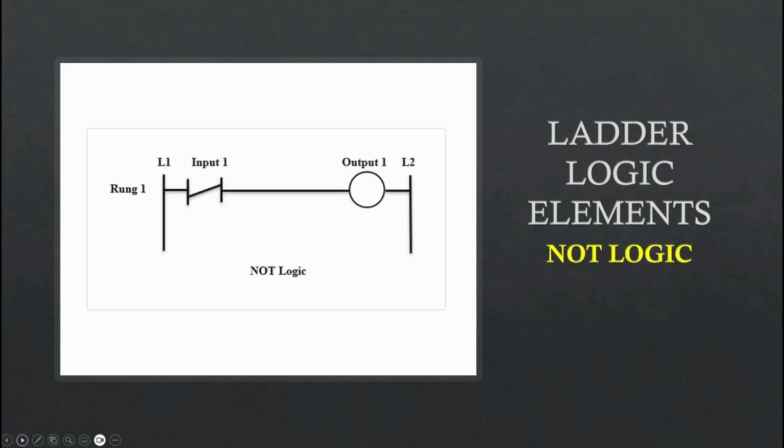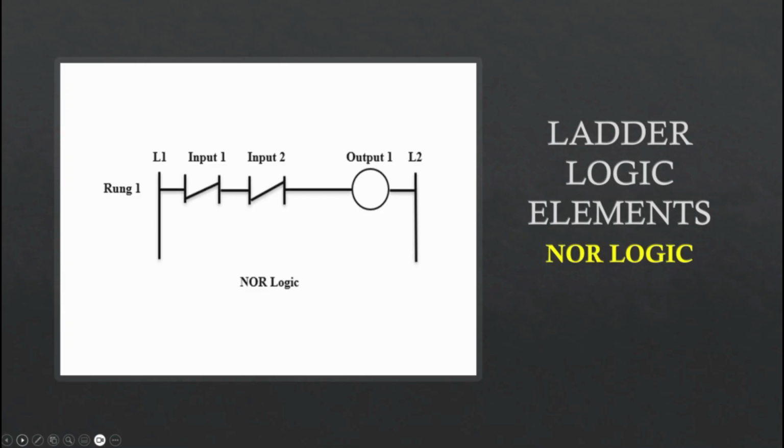This is called NOT logic. So as you can see, input 1 is a normally closed set of contacts. So if I energize the circuit that's feeding L1, then immediately output 1 is going to come on. The light will come on. So then when I actuate input 1, I hit the button, as in an emergency stop button, for example, that would actually de-energize the output 1, we'll say indicator lamp. Not logic.